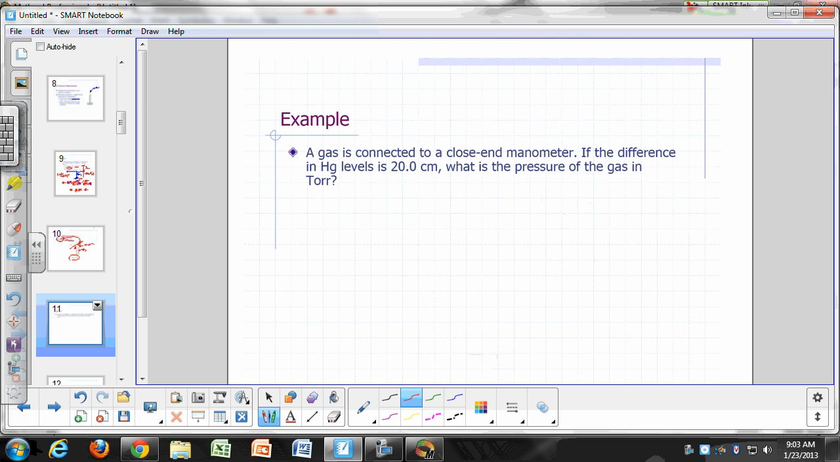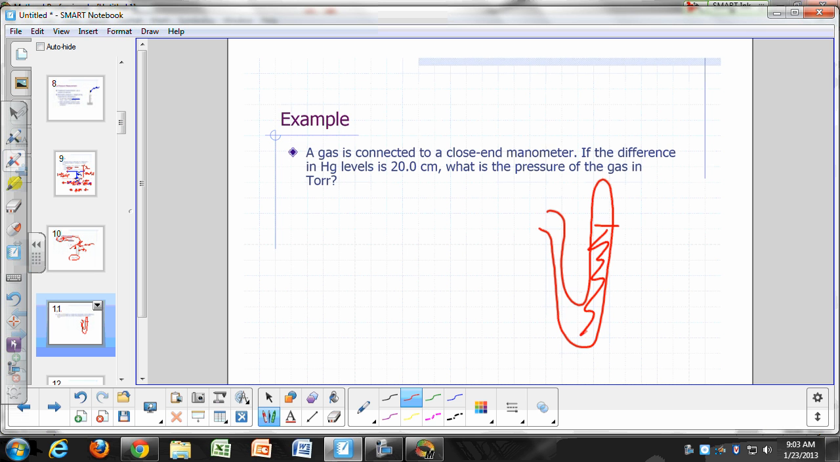So a gas is connected to a closed-end manometer. The difference in the mercury levels is 20 centimeters. What's the pressure of the gas in torr? So you have a closed-end manometer, and this is your mercury. The difference in the height is 20 centimeters, and here's your gas over here. Okay. So what's your pressure? What's the pressure of your gas?